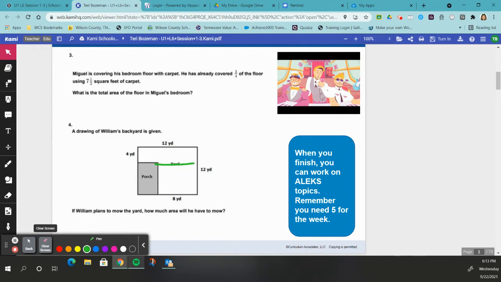And to find the area of a rectangle, we do length times width. For this top rectangle, that would be 12 times 4. And 12 times 4 is 48.